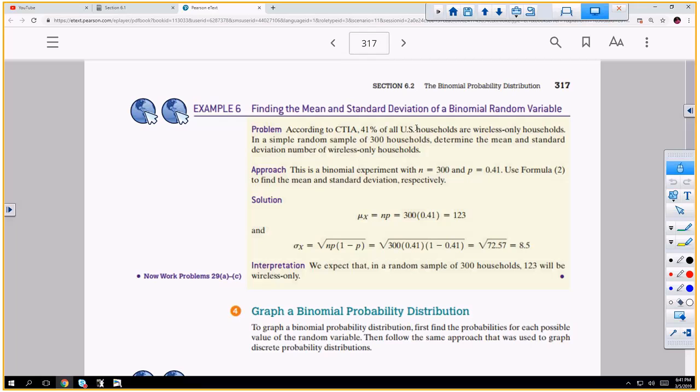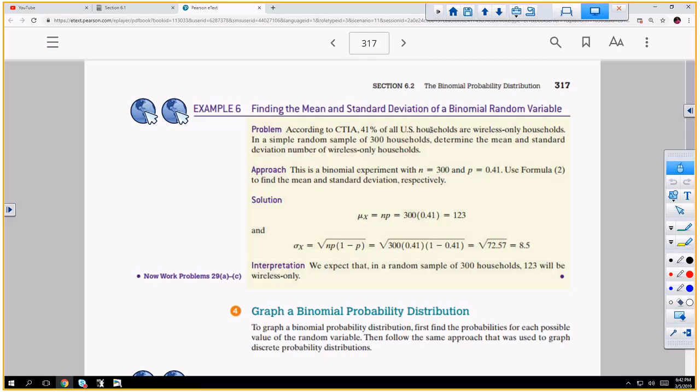According to, and write this down, according to CT, 41% of all U.S. households are wireless-only households in a simple random sample of 300 households. 300 is what? N. P is 0.41. So what is Q? 0.59. Now, you're going to need Q later, but take your calculator and multiply 300 times 0.41. That's your mean, 123. That's all you do.